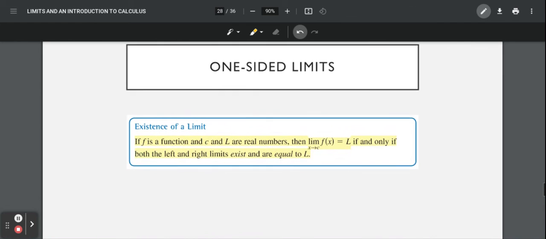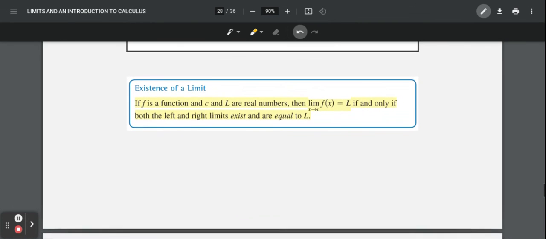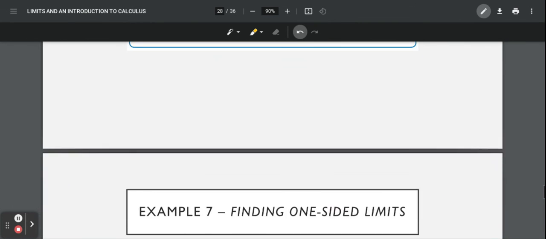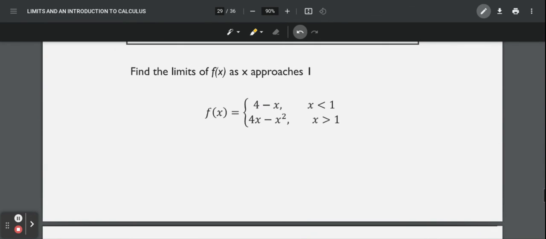So this last thing here, the existence of a limit, again, is the idea that your left and right hand limits both have to exist and have to be equal in order for the limit to exist. So let's look at this last example. And we need to find the limits as x approaches 1. So let's first find the limit as x approaches 1 from the left of our function. And from the left means from the negative direction or from the values that are less than 1.